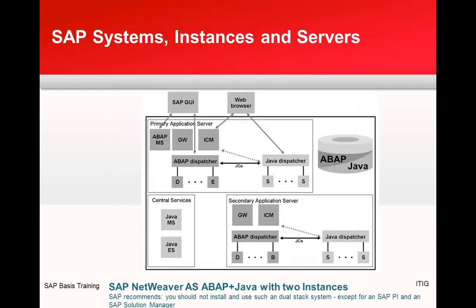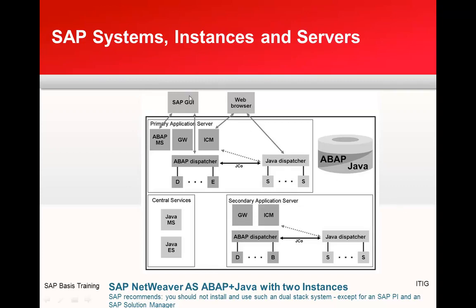Let's go to the next slide, where we are seeing SAP NetWeaver AS ABAP plus AS Java with two instances. SAP recommends you should not install and use such a dual stack system except for SAP PI and SAP Solution Manager. For PI, they have also come up with two versions: one is a pure Java version, and the second is a dual stack system version. This is from 7.31 onwards.